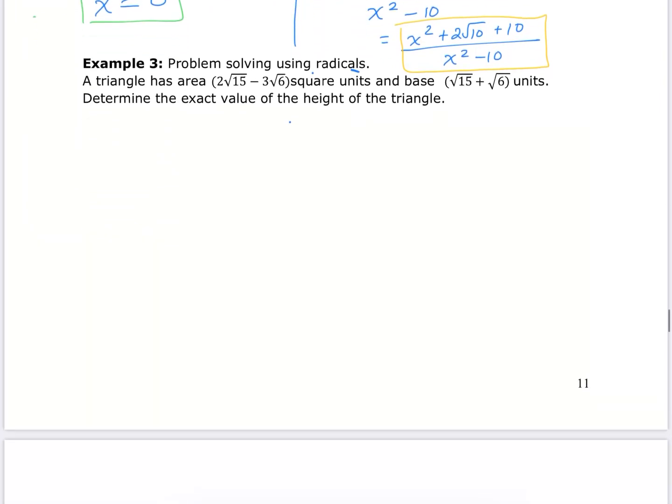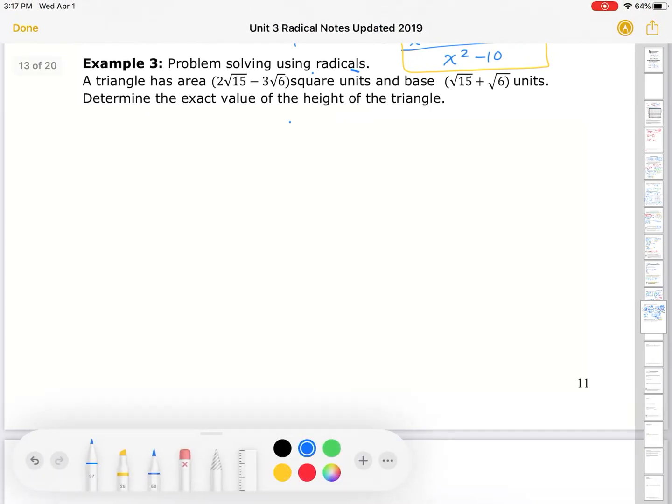So we can apply these for some problem solving. So here we have an example with problem solving. A triangle has an area of 2 root 15 minus 3 root 6 square units, and the base is root 15 plus root 6 units. And we want to know the exact value of the height of the triangle.